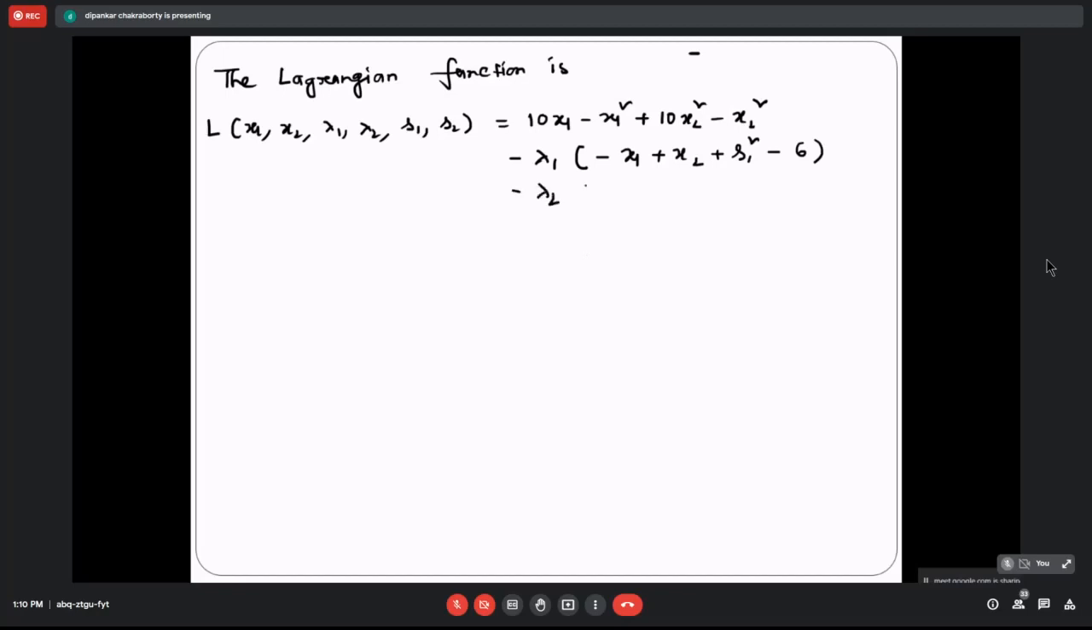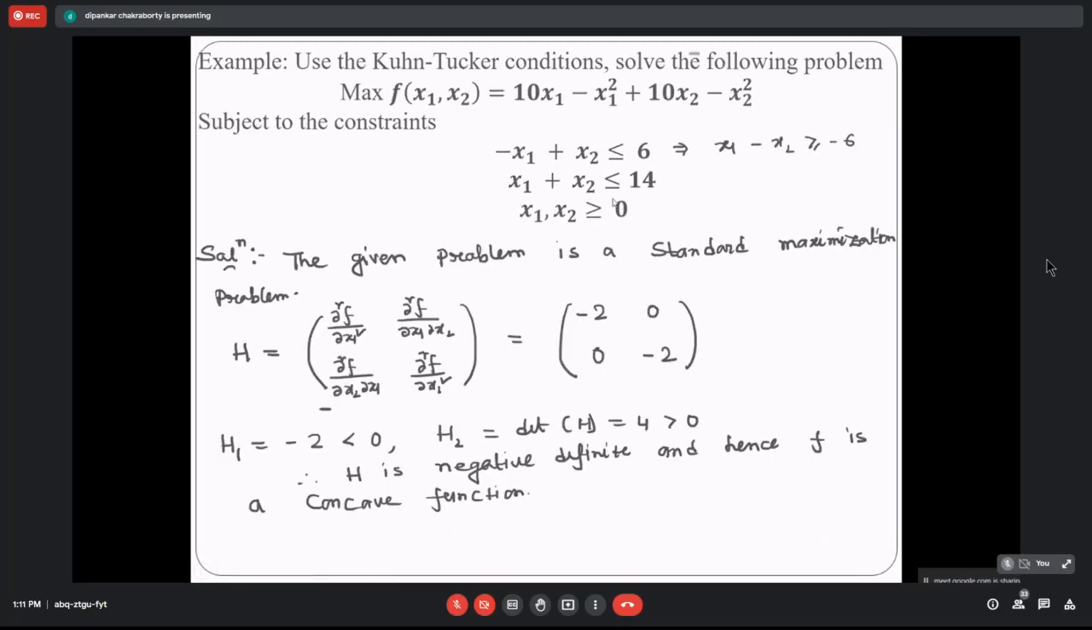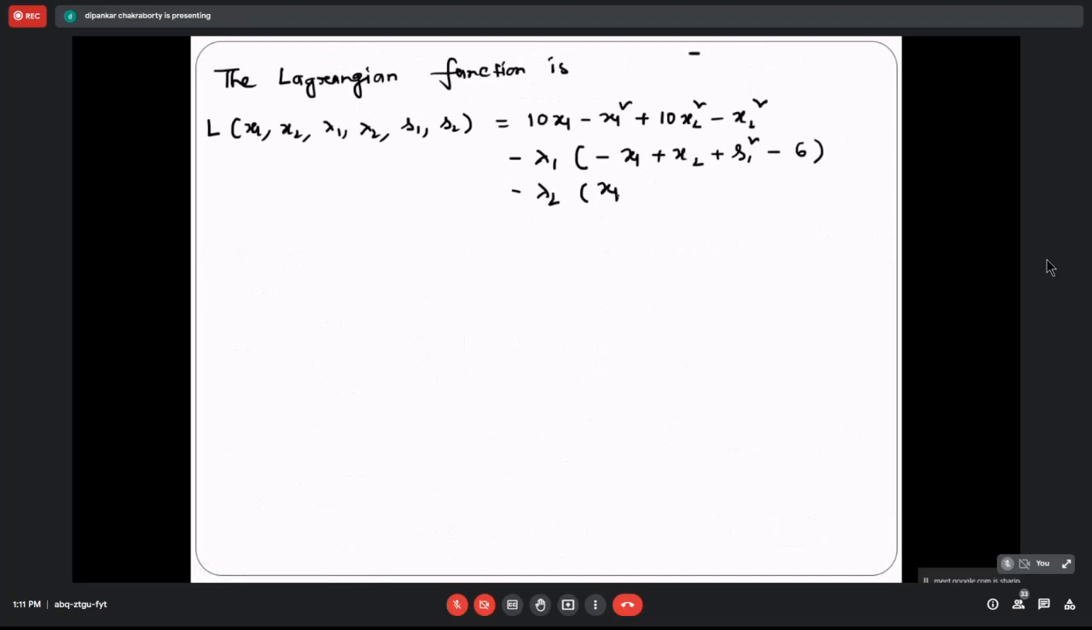Is it okay? Lambda 2. What is lambda 2? x1 plus x2 less than or equal to 14. So x1 plus x2 plus s2 square minus 14. This is your Lagrangian function. And what are we going to do now? We are going to find the partial derivatives with respect to x1, x2, lambda 1, lambda 2, S1, S2, and then solve those systems of equations to get the values of x1, x2, lambda 1, lambda 2, S1, S2.